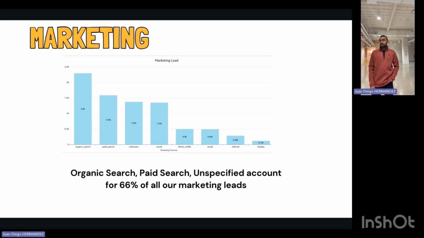Our top three marketing channels are organic search, paid search, and unspecified, and these account for 66% of our marketing leads, with organic search accounting for about 29% of our marketing leads.